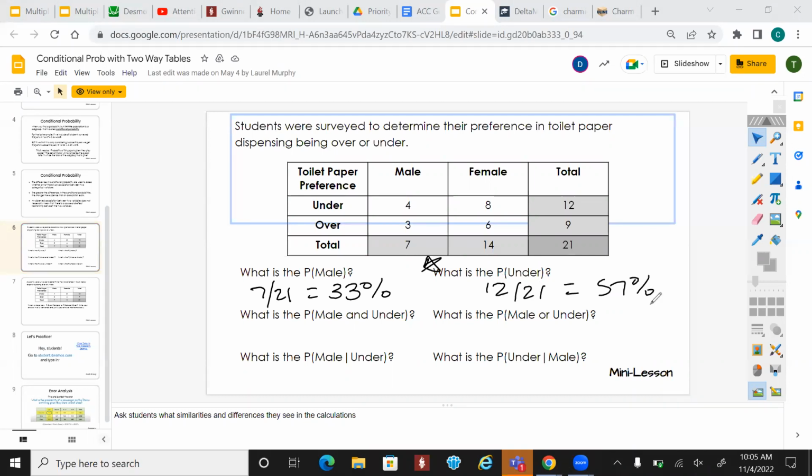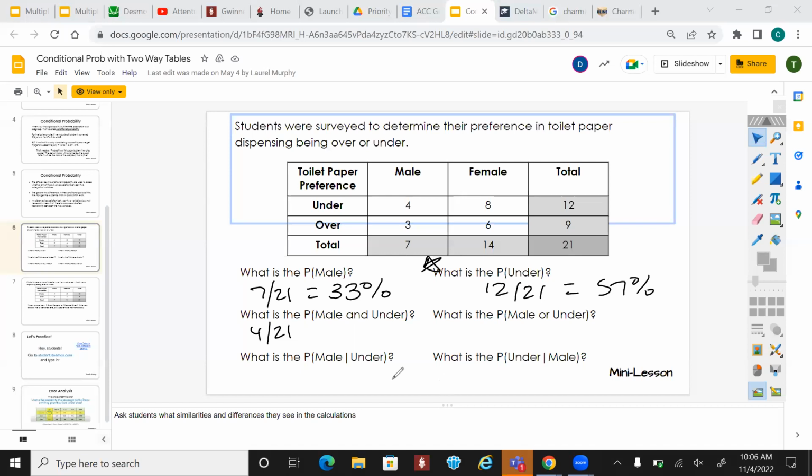Okay, are you ready? So what is the probability of being male and under? So I'm saying 4/21, right? Well, that's what we're talking about. No, it's not out of the males. It's that they are male and they're doing the under.